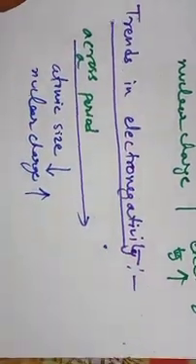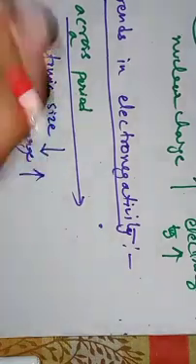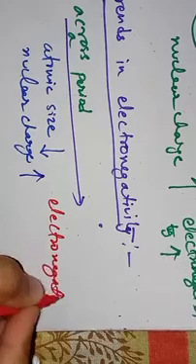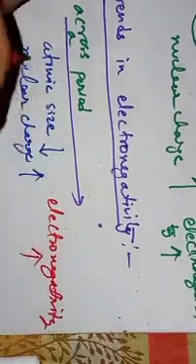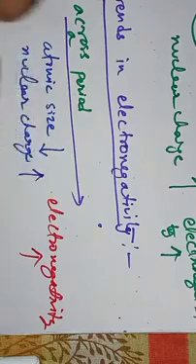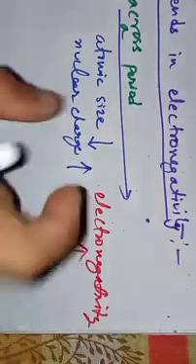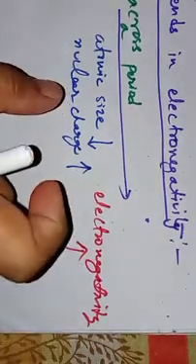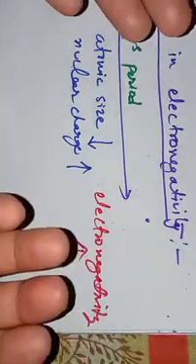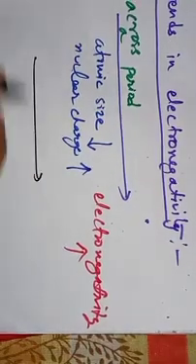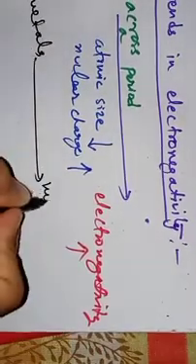So that's why, when moving across a period, electronegativity increases. And you can remember this by a very simple concept. Electronegativity is the tendency to attract the shared pair of electrons in a molecule. And what kind of elements attract electrons? Definitely non-metals. So when we move across a period, we are moving from metals to non-metals, isn't it?